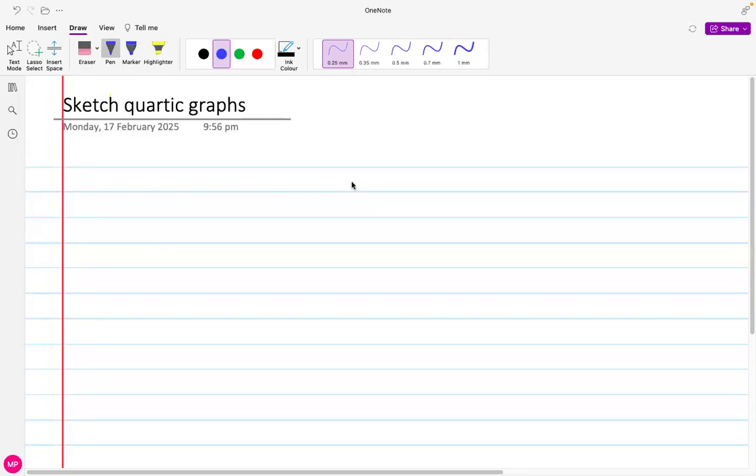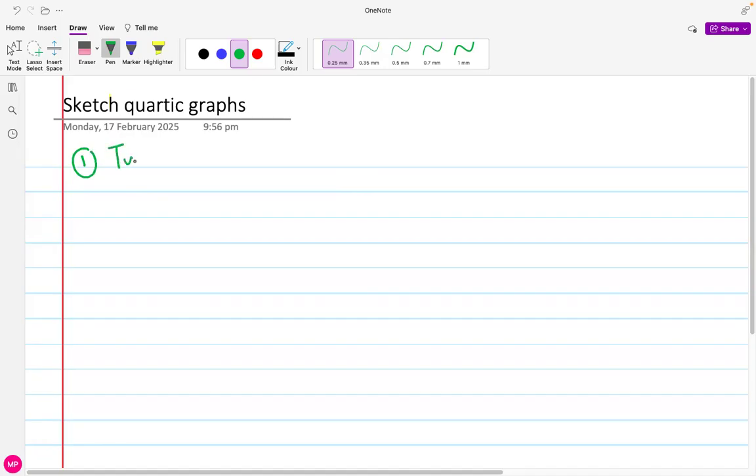Hi everyone. Today we're going to look at how to sketch a quartic graph. Now quartic has three forms, just like cubic and parabola. We're going to look at how to sketch in each form.